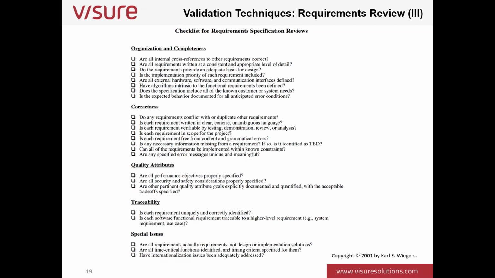So, are all the internal cross-references to other requirements correct? Just analyzing traceability. Do the requirements conflict with or duplicate other requirements? We have to go checking that no requirement is going to be in conflict with any other single requirement, and so on and so on. Just an example of a checklist for the requirement specification review.